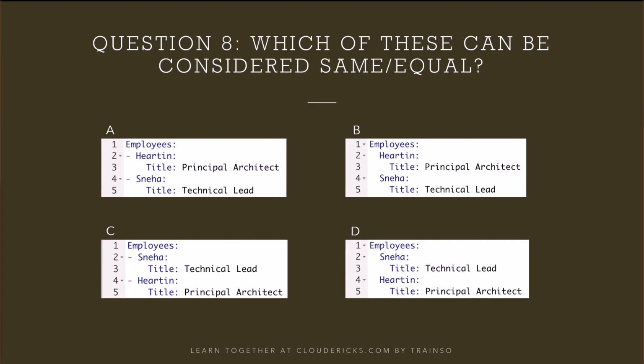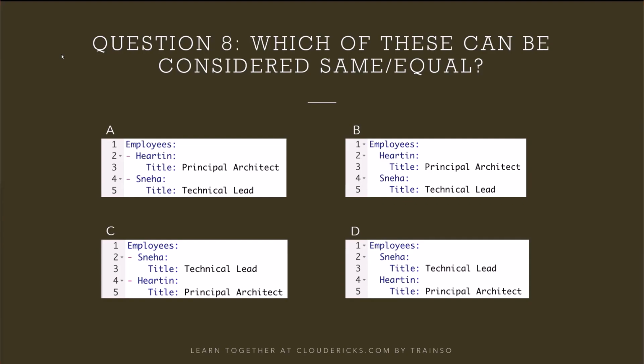Look into B and D. Here B has elements Hartin and Sneha. Hartin comes before Sneha, and in D, Sneha comes before Hartin. But in a map or dictionary, the ordering does not matter. So B and D are same or equal here.